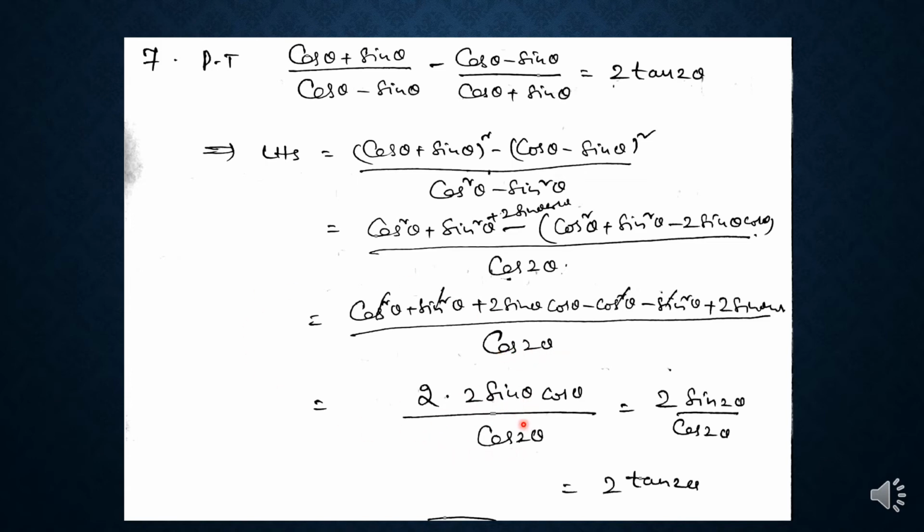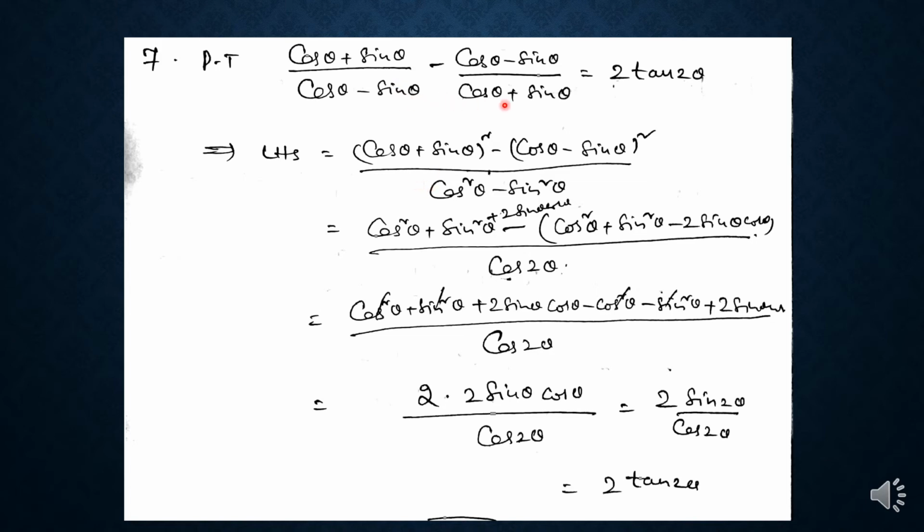So that is 2 into, what is 2 sin theta cos theta? This is the formula for sin 2 theta. So we can write it as 2 into sin 2 theta by cos 2 theta, which is equal to 2 into tan 2 theta.